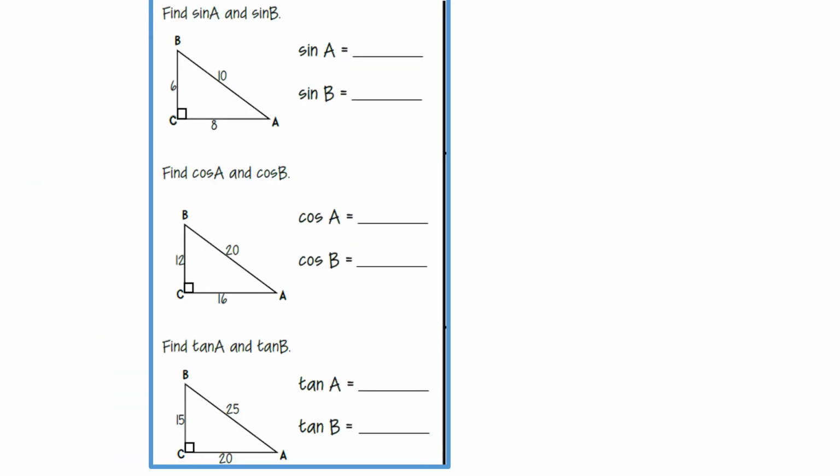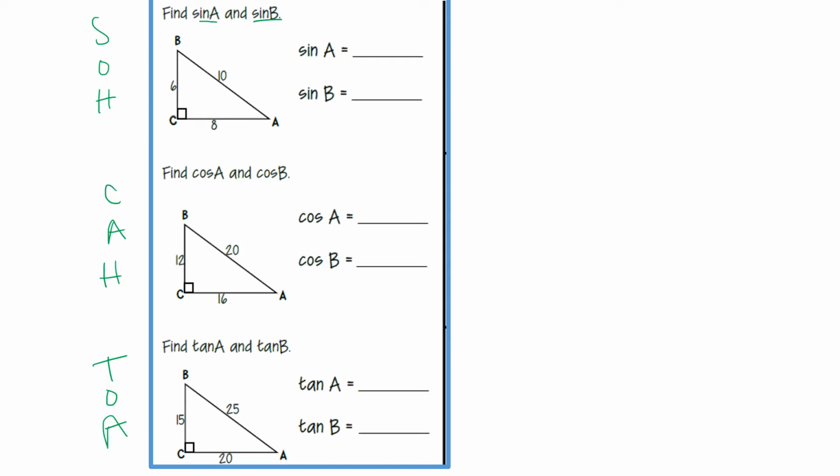All right, so as we open our notes here on the left side, we see just a couple different ratios we're going to set up here. So notice it wants us to find sine of A and sine of B. So again, I'm going to write down SOHCAHTOA, because that's what's going to help us in setting up these ratios.